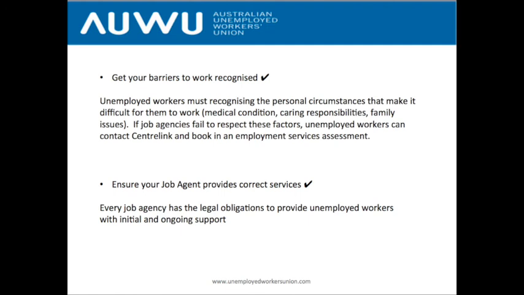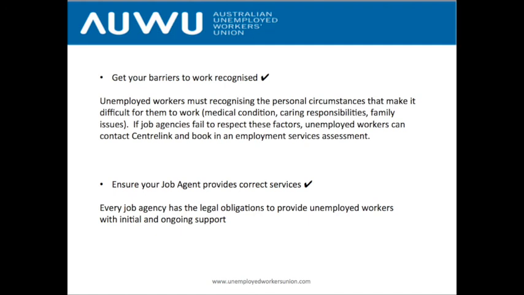The third basic right that unemployed workers have when dealing with their job agency is to get their barriers to work recognised. This goes back to the right that unemployed workers have to have their personal circumstances reflected in their job plan. And this includes their medical condition, caring responsibilities, and family issues. If job agencies fail to respect these personal circumstances, then unemployed workers have two choices. They can try to get their job plan renegotiated, or they can contact Centrelink and book in an employment services assessment for further assistance.